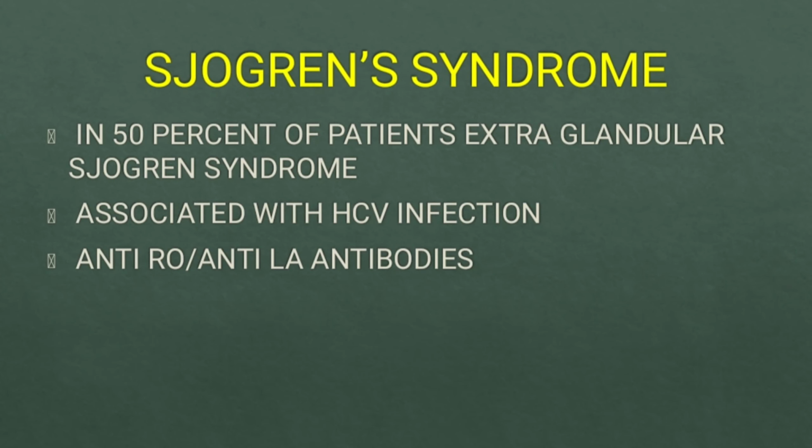Extraglandular manifestations in Sjogren syndrome occur in 50% of the patients and are usually associated with hepatitis C infection. The autoantibodies which are implicated are anti-Ro and/or anti-La antibodies in extraglandular Sjogren syndrome.